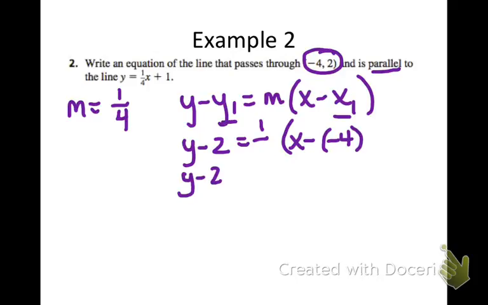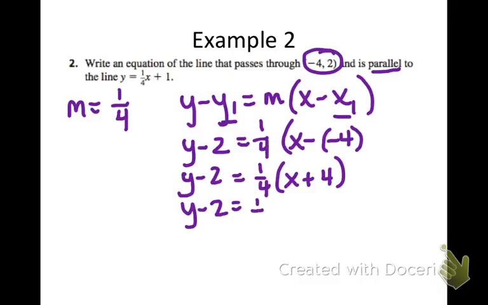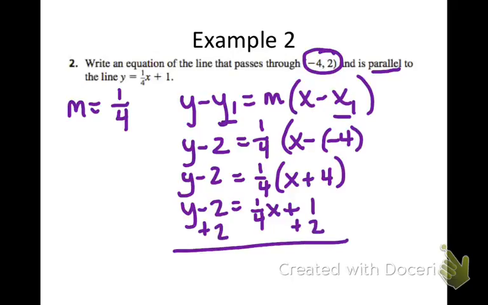I'll notice my mistakes as I go, so sorry about that. I'm going to do some simplification here. I'll distribute, and then I'll solve for y. So y will be equal to 1/4 x plus 3.